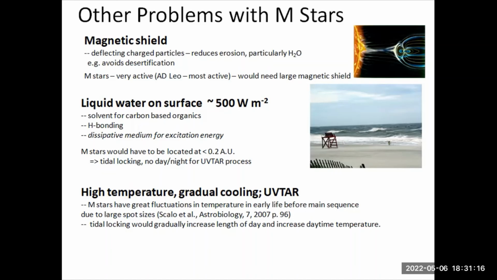Planets which could harbor life would have to be very close in order to get liquid water. That would mean that there could be tidal locking and therefore no day and night occurring. On the daytime side, the temperatures will be very high, and on the night side, the temperatures will be too low. So we wouldn't get this ultraviolet and temperature-assisted reproduction process occurring.